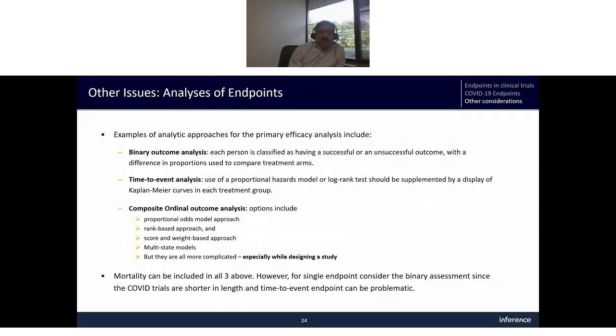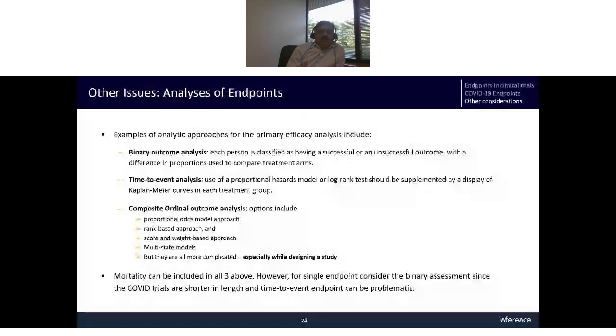I'll talk about one or two of these just to give you a flavor of how this should be done. But as I said, these are all complicated, and you have to pay a lot of attention if you are using a composite ordinal outcome while designing the study, while calculating sample size and power. These are not trivial. A lot of them would require simulation studies, etc. We ourselves have done some. They're very interesting from a statistician's point of view. But again, these are not trivial. Whereas the binary outcome or the time to event analysis is pretty straightforward.